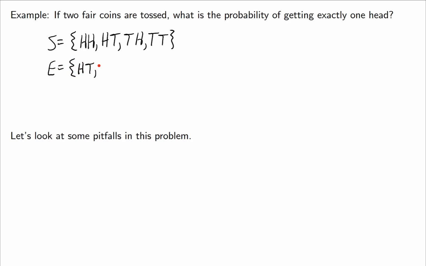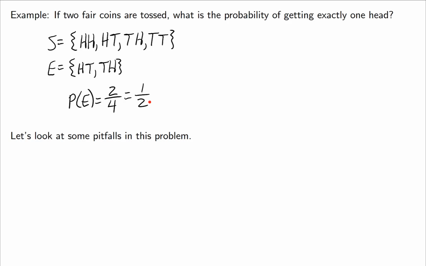That's the head-tail or the tail-head category. So if we calculate the probability now, remember that's the number of items in the event, which is 2, divided by the number of items in the sample, which is 4. We get 1/2. So the probability of getting exactly 1 head is actually 1/2. Half the time you flip those 2 coins, you will have 1 head.